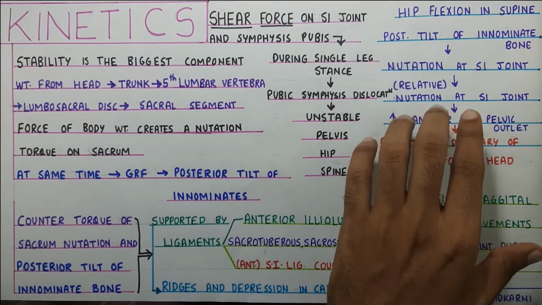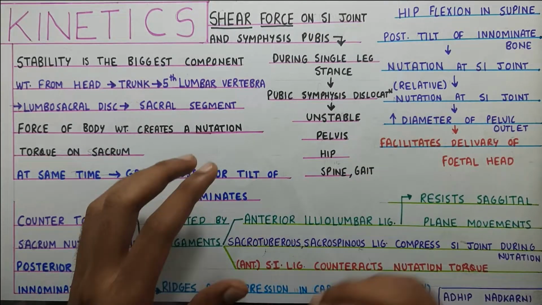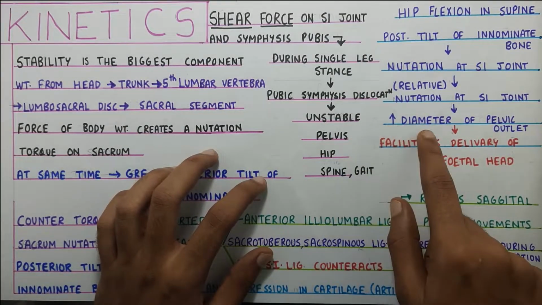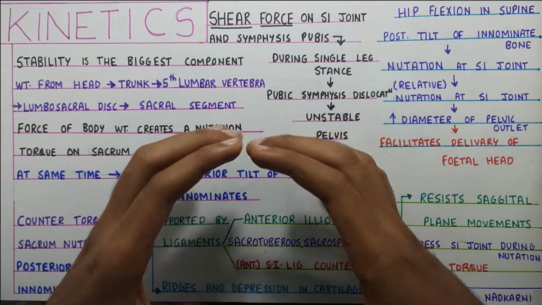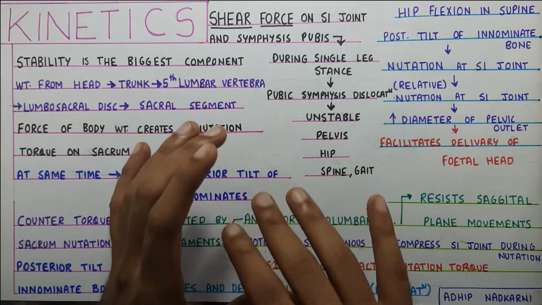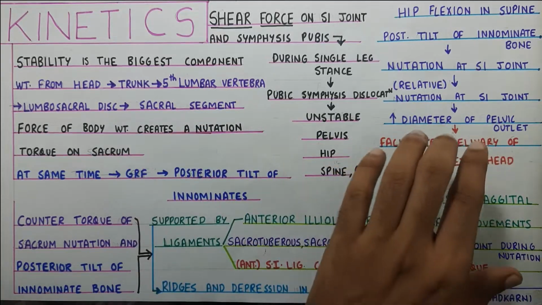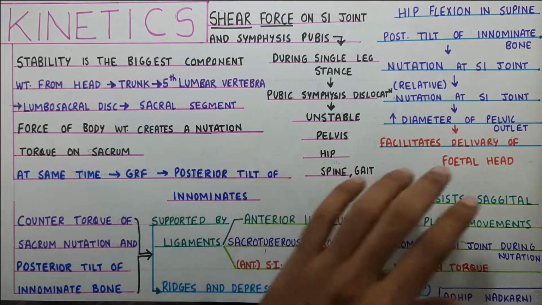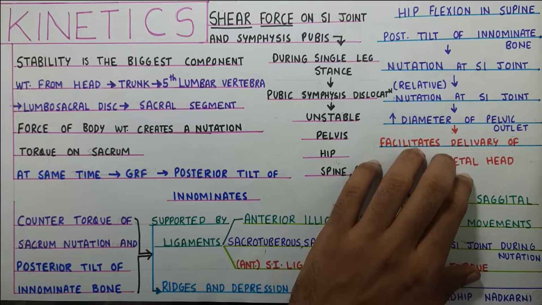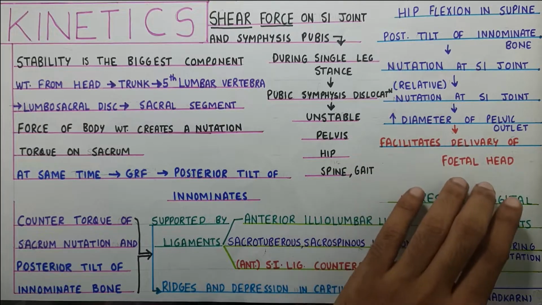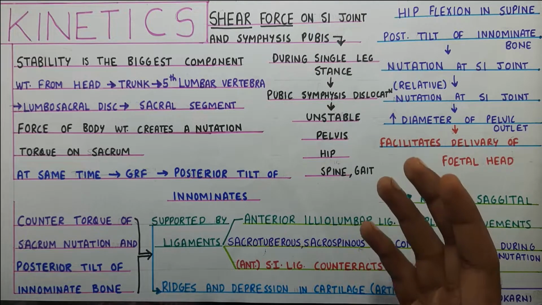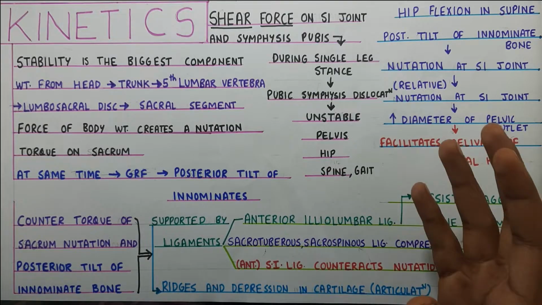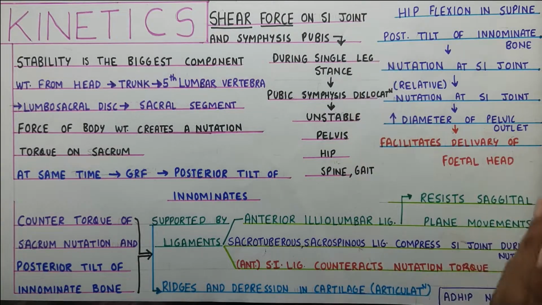So this relative nutation at the SI joint increases the diameter of the pelvic outlet through which the fetal head descends, right? So this increase in the diameter of the pelvic outlet helps in facilitating the delivery of the fetal head, correct? So this is how the nutation movement, or the movements at the SI joint, help in delivery of the baby, okay? So that is about the kinematics.